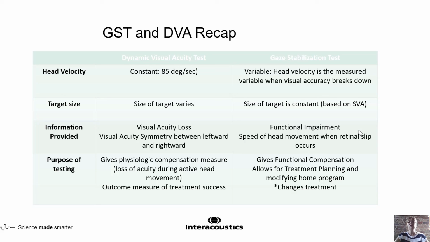Both are looking at visual acuity during head movements, but the DVA is more focused on visual acuity loss, while the GST is more focused on functional impairment and at what speed the retinal slip occurs. Both of them provide great information to help us develop our rehabilitative protocols and to monitor compensation over time.